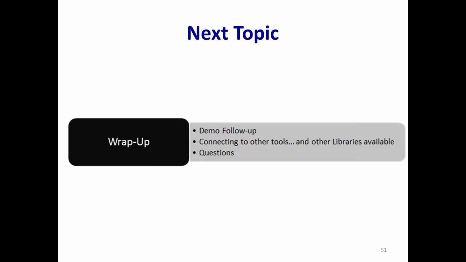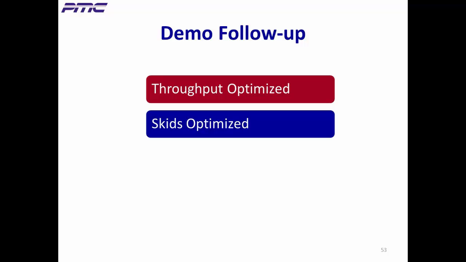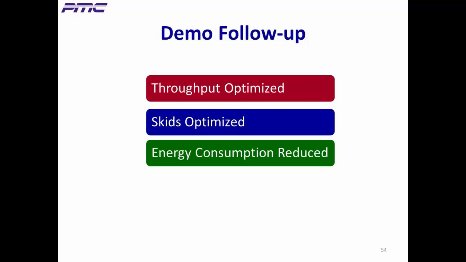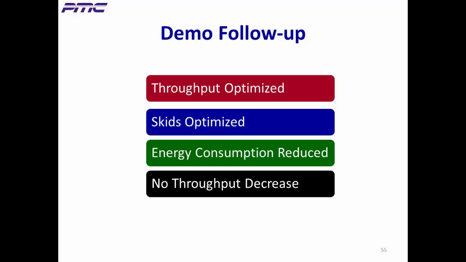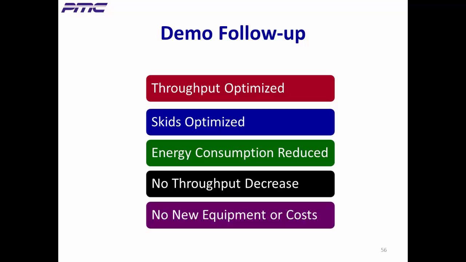To recap the optimizations shown in the demo model, throughput had already been optimized using PlantSim's traditional modeling, analysis, and optimization tools. Number of skids had already been optimized too. Then, using PlantSim's new energy features, energy consumption for one day's production was reduced from 1,899.7 kilowatt hours down to 755.9 kilowatt hours. This was accomplished with no decrease in throughput. Finally, no new equipment or costs were required, just changes in control logic.